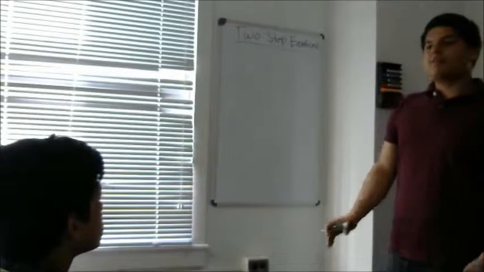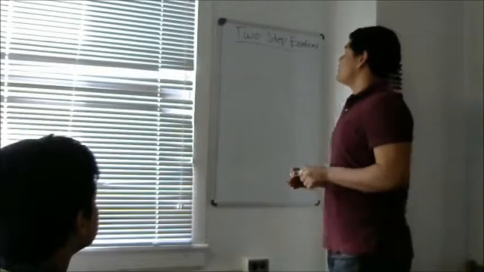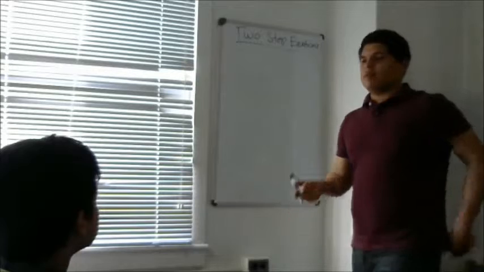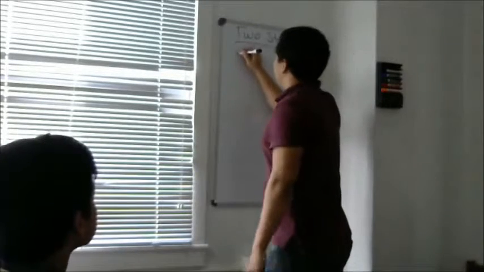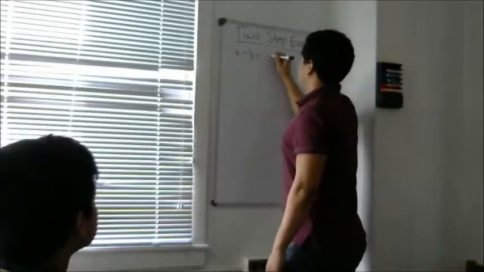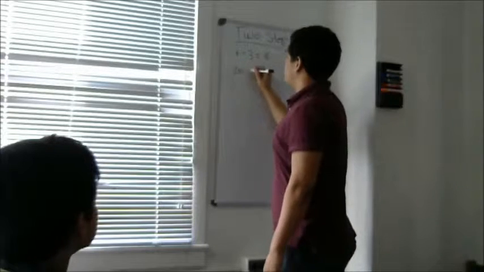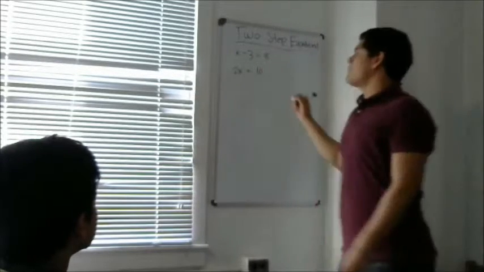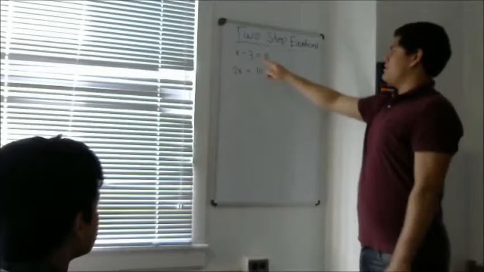Today we're going to be learning two-step equations. To start it off, we first have to review what a one-step equation is. So for example, x minus 3 equal to 8, or 2x equal to 10. Tawasin, would you be able to solve this first one for me?